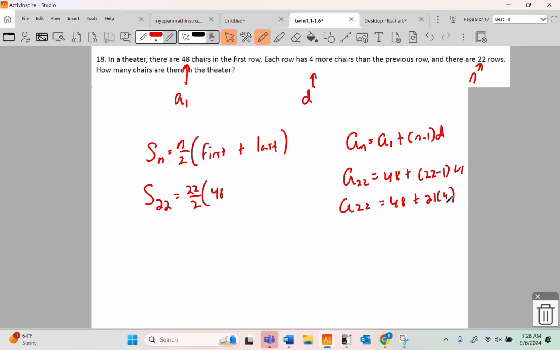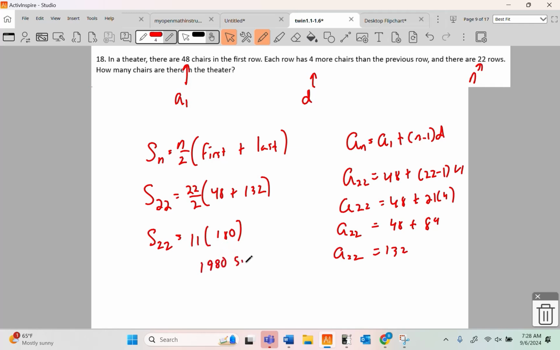21 times 4 is, I hope, 84. If I add 48 and 84 together, I should get 132. You can push buttons and check me if you want. Entirely up to you. 22 over 2 is going to be 11. 48 and 132 should be 180. So it's going to be 1,800 plus another 180. It's going to be 1,980 seats or chairs. It's a big theater, isn't it? It's a huge theater. It's gigantic.